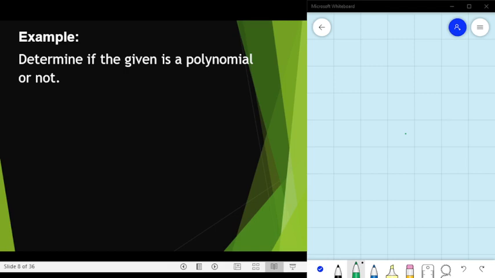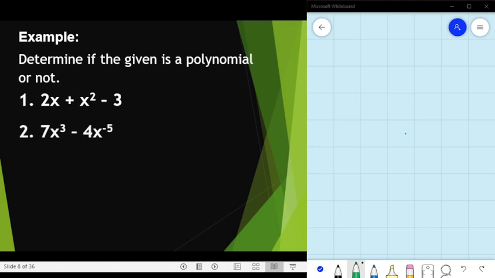Okay, so let us have examples. We will determine if the given is a polynomial or not. Number 1, 2x plus x squared minus 3. So, what can you say about this statement? If we analyze, notice that the exponents of our variable here are 1 and 2. Since both are positive integers, therefore, it is a polynomial.